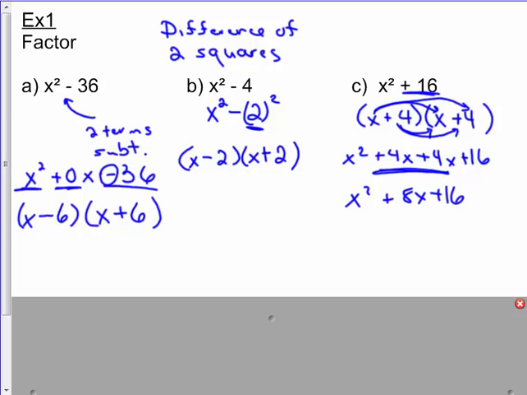I want the middle term to drop out. Well, how does that happen? One has to be positive, one has to be negative. So, what do we know? The 8x doesn't work. Because it's a plus 16, either it has to be plus plus or minus minus. So the middle term would never drop out. We say this is unfactorable or not factorable. Or we could say it's prime. Either one would be okay.